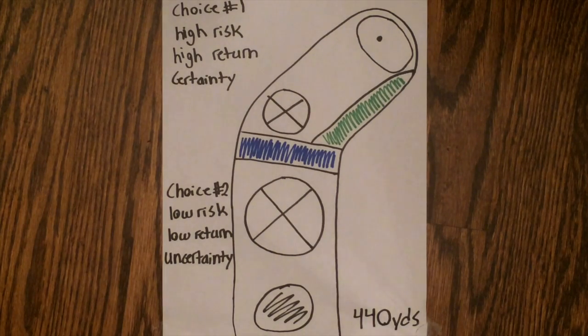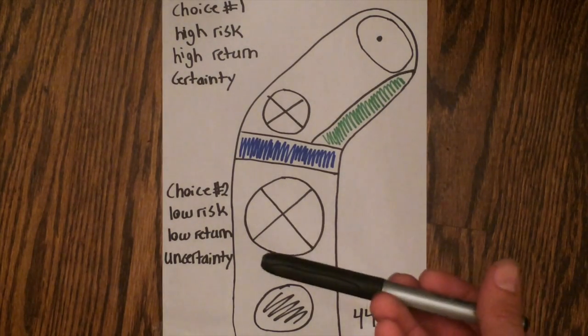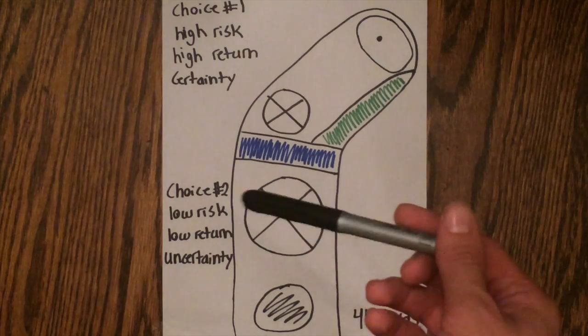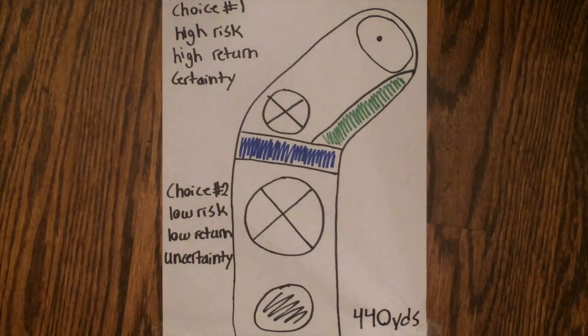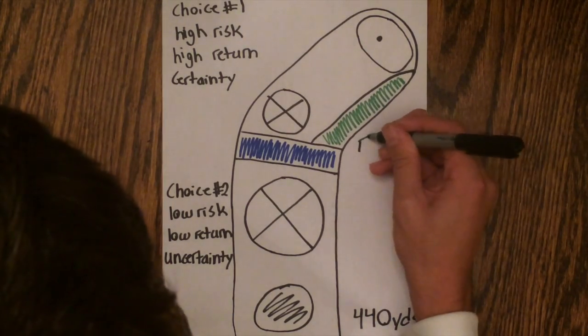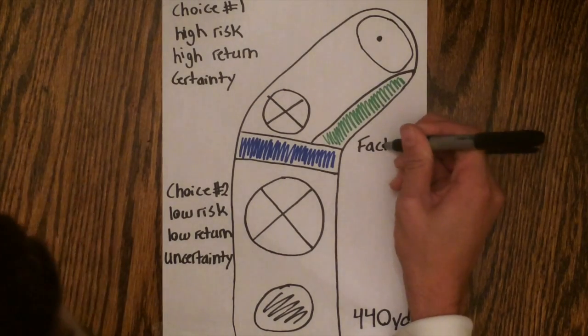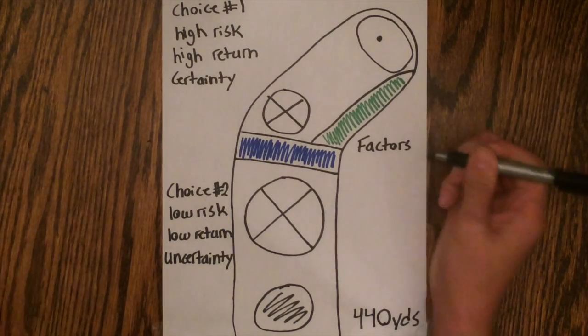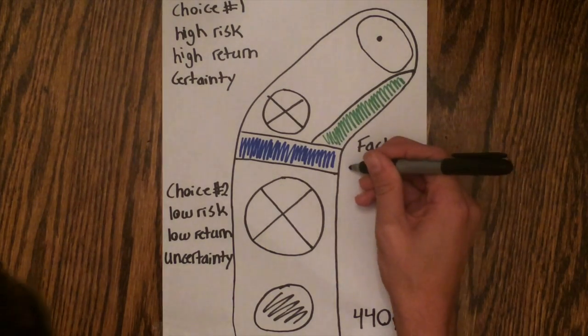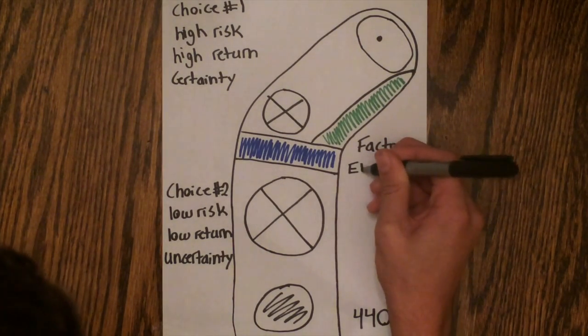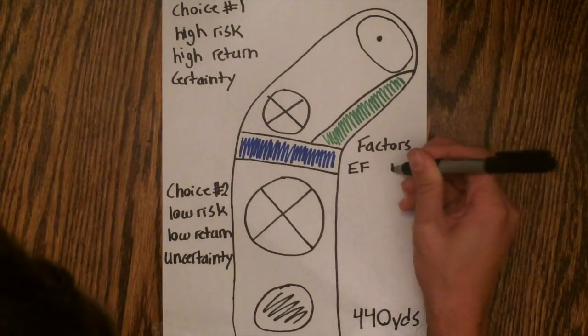So what makes choice number 1 associated with certainty, or in other words, high certainty, and what makes choice number 2 associated with uncertainty or low certainty? This is caused by factors. Among factors, you have your external factors and you have your internal factors.